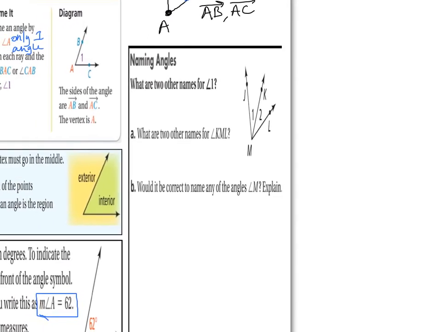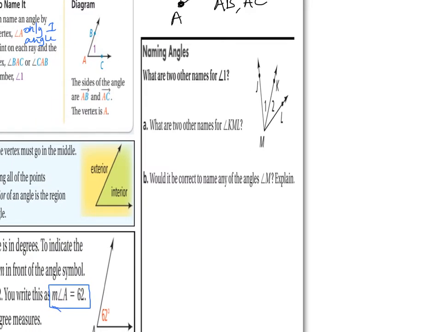Naming angles. What are two other names for angle 1? Well, if I outline angle 1 here, right here is angle 1. It's the left angle. It's not the whole thing. Since I have two angles here, I cannot use one letter. I must use three because there are two angles, angle 1 and angle 2. The vertex for angle 1 is the letter M. So I can use any 2 points along with letter M, but M has to be in the middle. So I'm going to use angle JMK. And I'm also going to flip those K and J around: KMJ.